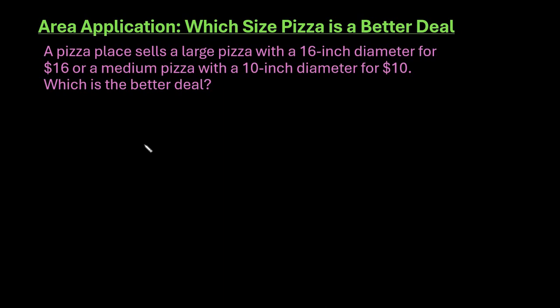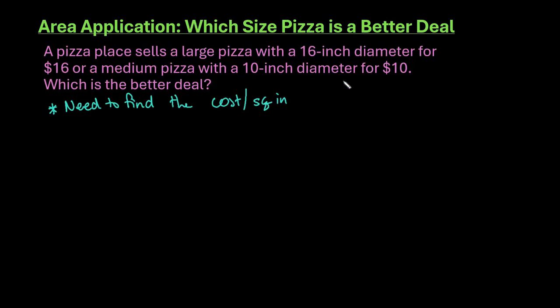Hi, for this video what I want to do is an area application problem, and for this one we're going to look at which size of pizza is a better deal. So a pizza place sells a large pizza with a 16-inch diameter for $16, or a medium pizza with a 10-inch diameter for $10. With this, the best thing we can do is find the cost per square inch.